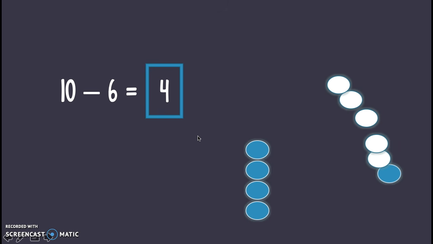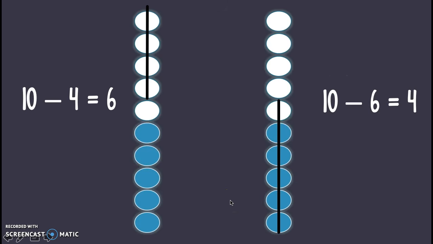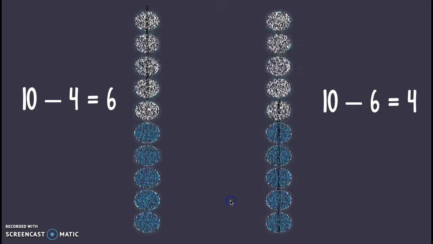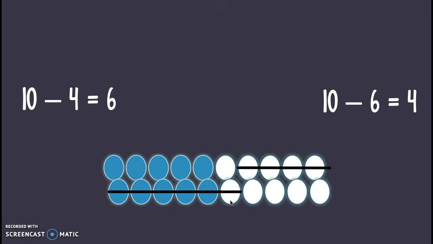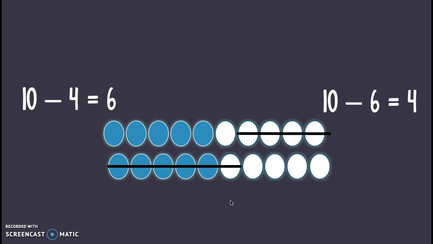A really fast way I could see that is, oh look, one of my 5 groups is over here. I must just have 4 left. Now let's compare those two. If I have 10 minus 4 equals 6, and 10 minus 6 equals 4, watch what happens when I flip them around and stack them on top of each other. What do you notice about those black lines?